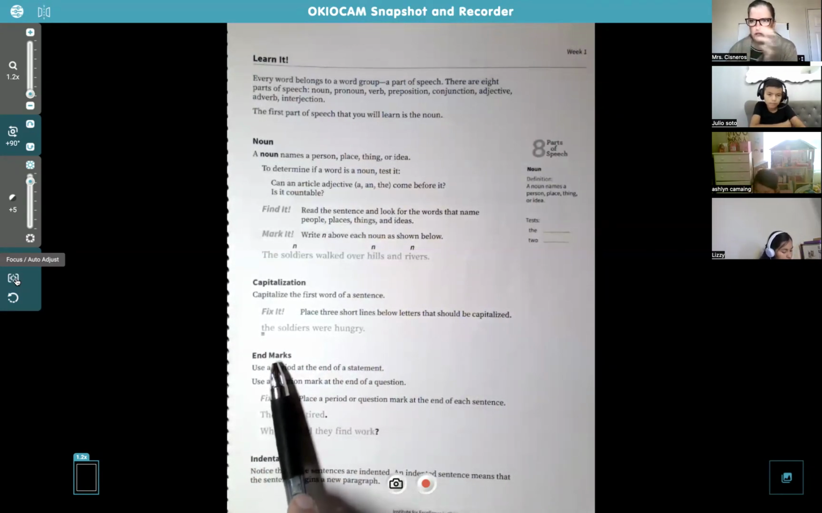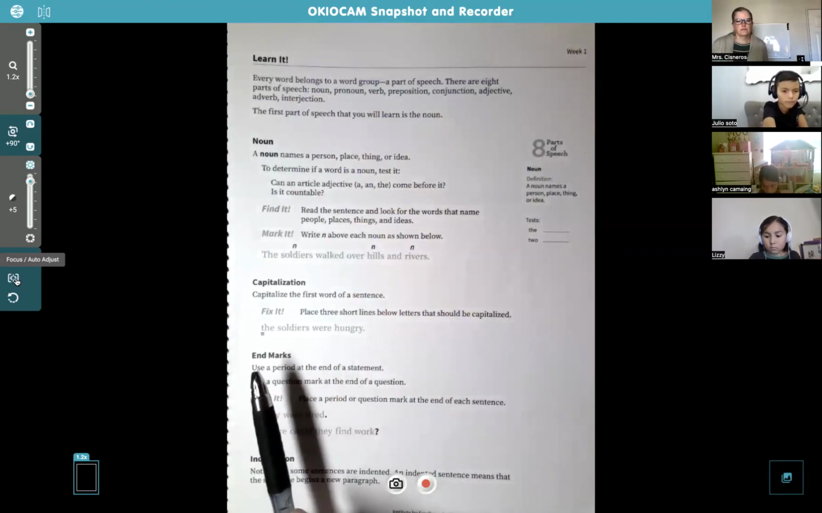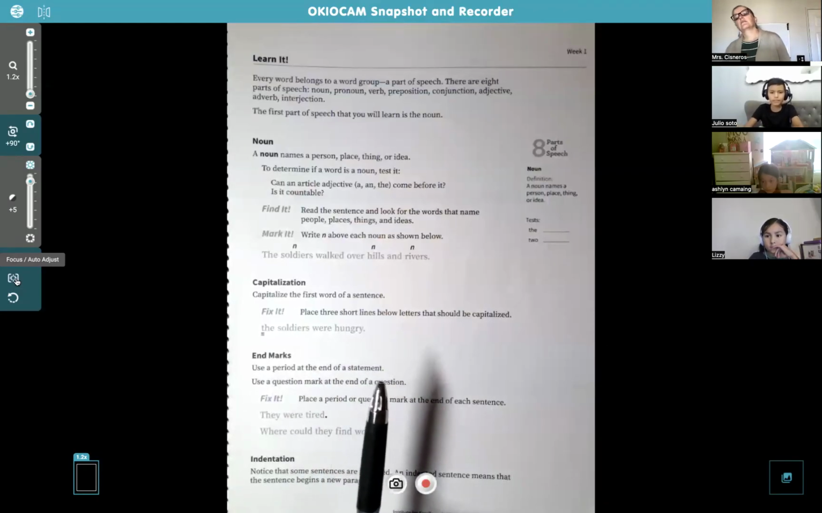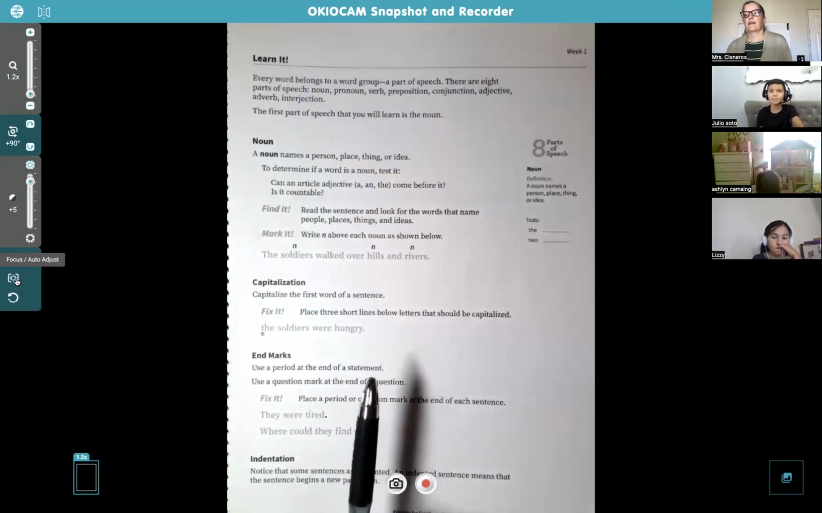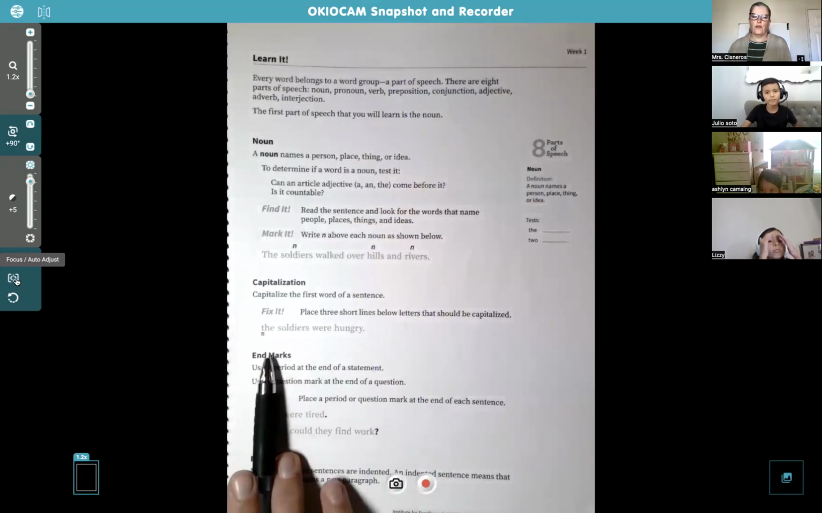And then end marks. There's 3 different ones that we use. Do you remember, Julio, what are the 3 things we can put at the end of a sentence? Period, question mark, or... It's the one that goes straight down and then a dot. Do you remember what that one's called? Exclamation mark. There you go. Good. So exclamation mark, question mark, or period. Those are the 3 things you can put at the end of a sentence for punctuation or end marks.